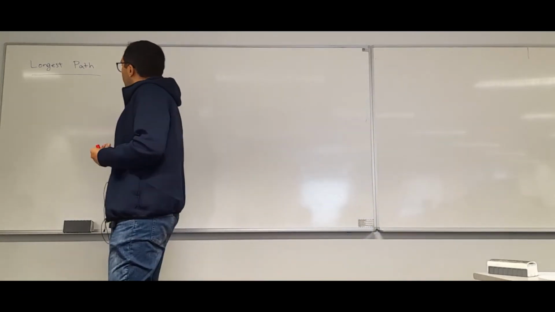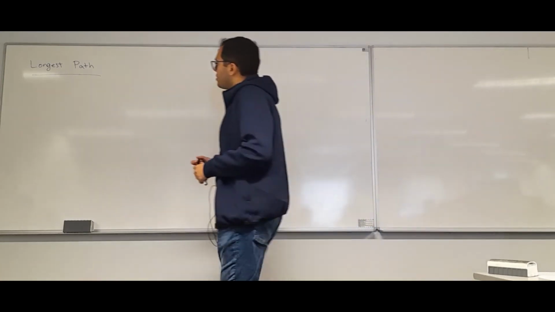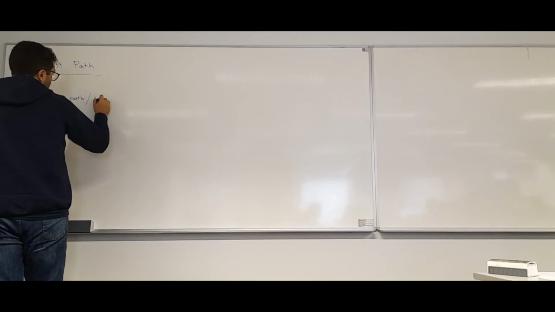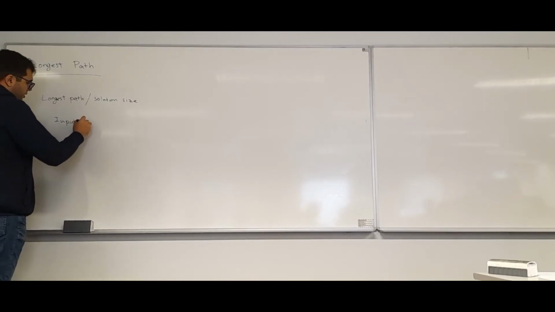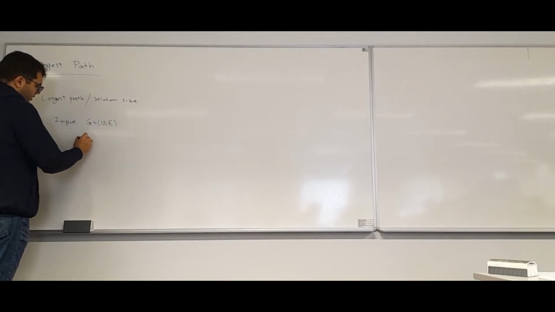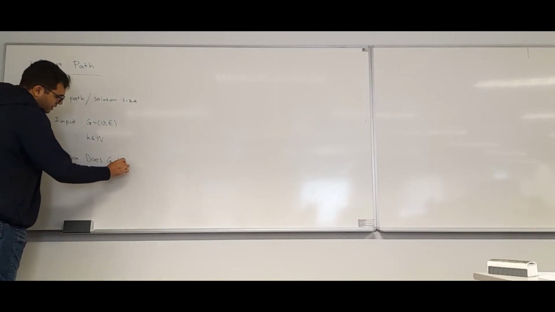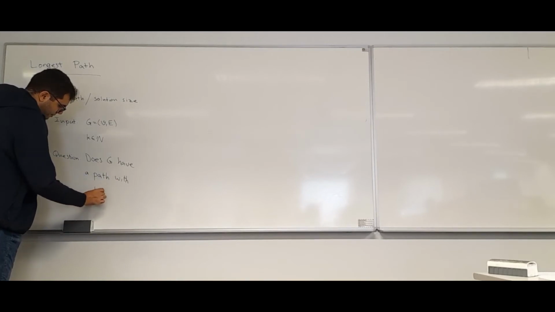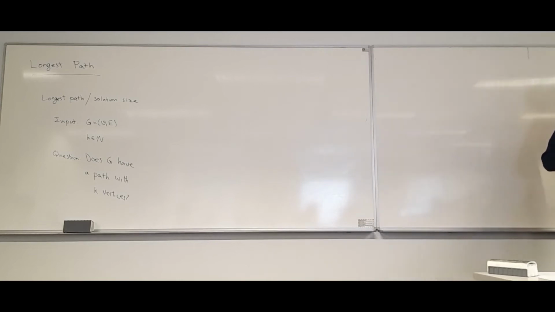Okay. But I want to somehow parameterize this. So of course, I can just parameterize by the length of the paths. So again, the problem that I'm looking into is going to be longest path parameterized by solution size. And my input is just a graph G and some parameter K. And the question that I have to answer, or my output, is whether G has a path with K vertices. Okay.